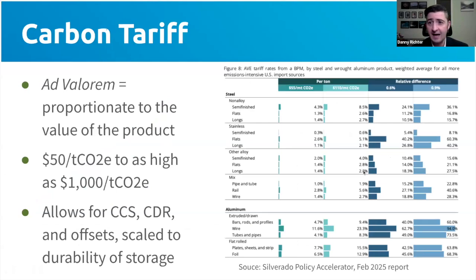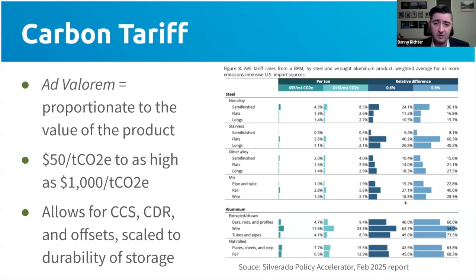The carbon tariff is ad valorem. This is a common term in trade, a little bit of Latin. It just means it's proportionate to the value of the product. And you might at first be thinking, well, that's silly. I want it based on the carbon atoms. It should be based on the carbon atoms. But when you do it this way, ad valorem, you're really talking about a carbon price, an effective carbon price of those emissions of anywhere from $50 per ton of CO2 to in excess of $1,000 per ton of CO2 equivalent. And to illustrate this, I've included a figure.